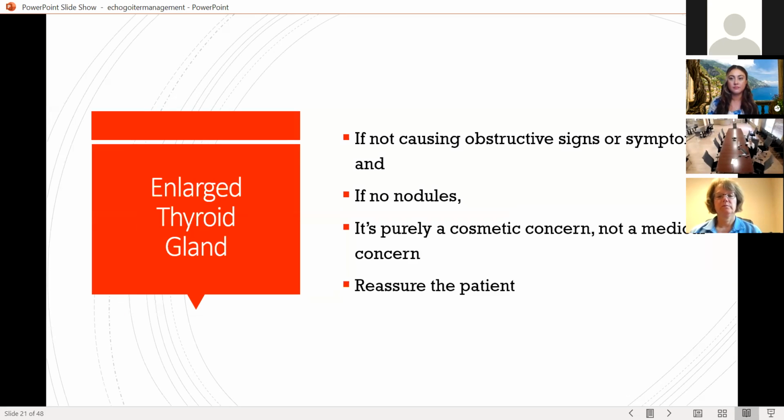Okay, next slide. Okay, so what if you have an enlarged thyroid and it's not causing any obstructive signs or symptoms? There are no lumps or bumps on it based on your ultrasound. You can then reassure the patient that it is purely a cosmetic concern, not a medical concern. And, you know, you can watch it over time, but if they don't change anything about their symptoms to you and they continue to have a negative Pemberton sign, perhaps the thyroid is getting bigger, but it's always growing outward as opposed to kind of inward or downward behind the sternum or clavicles, then again, it is a cosmetic issue. You don't have to worry about it medically.